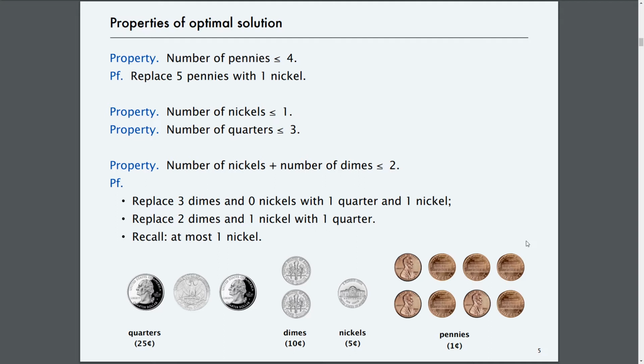and the number of nickels plus number of dimes is less than or equal to 2. So what we can do is we can replace 3 dimes and 0 nickels with 1 quarter and 1 nickel. And then our set is reduced in size by 1. We can replace 2 dimes and 1 nickel with a quarter, and then we have reduced our set size by 2.